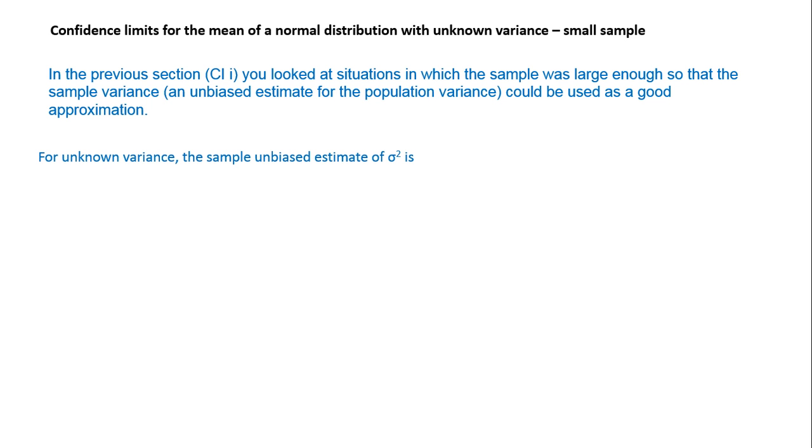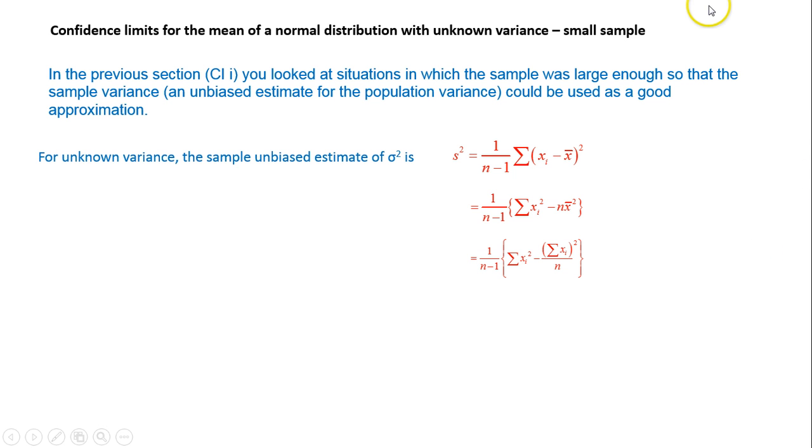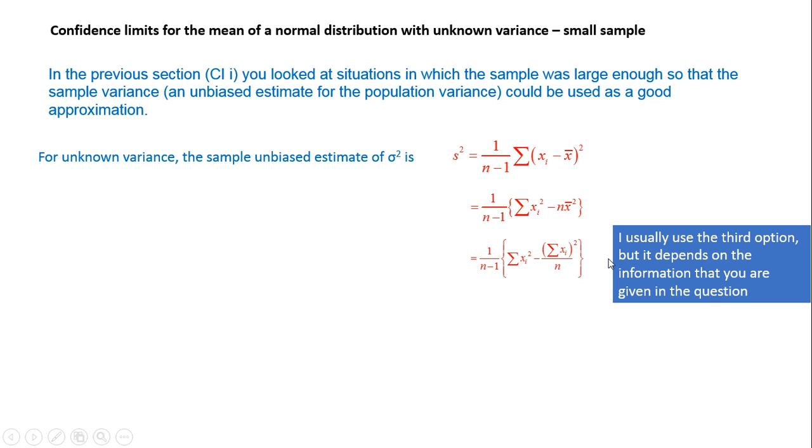For an unknown variance, the sample unbiased estimate of sigma squared is s squared, which is defined to be that expression, or we can rearrange and get that expression or that expression. Now I prefer the third expression, this one, but then it depends on the information you are given in the question.